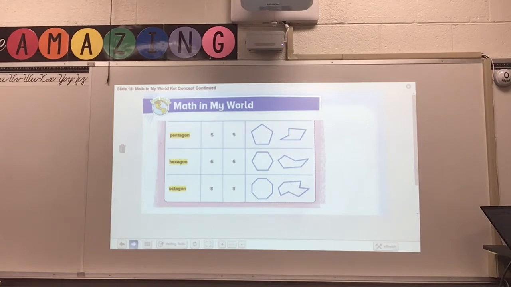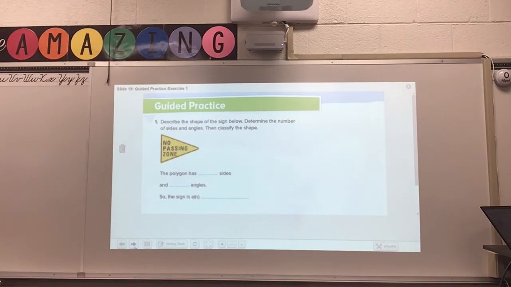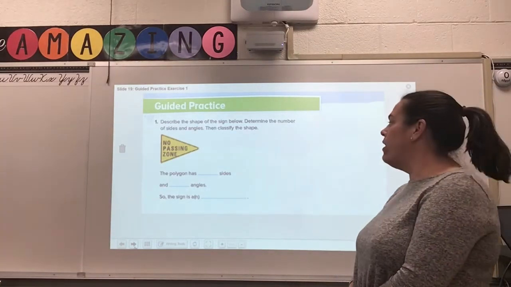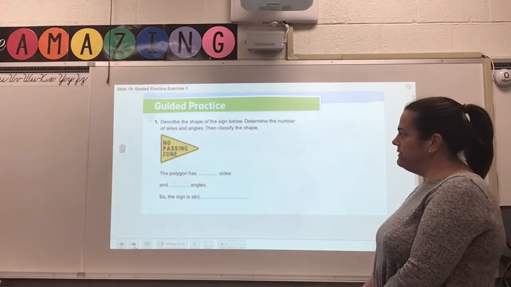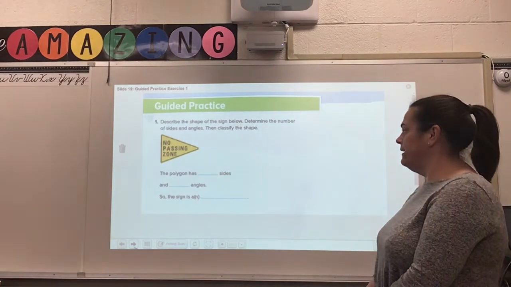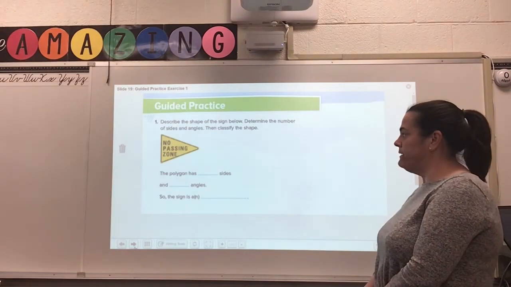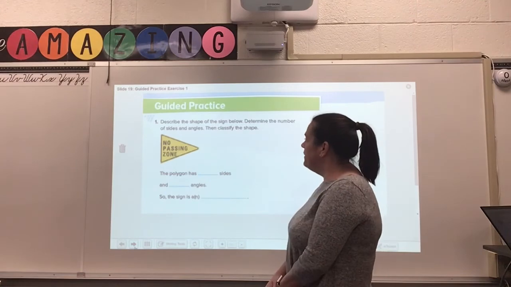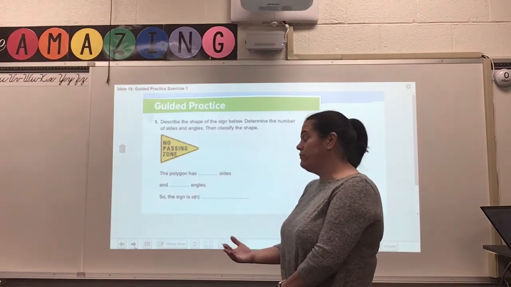All right, let's take a look at our guided practice on the bottom of page 840. It says to describe the shape of the sign below, determine the number of sides and angles, and then classify the shape. Now we know that when we classify the shape, we are naming it. So this is a no passing zone sign, and you might see this on the road sometime. Now let's take a look. How many sides does it have? This is how we're going to look at the attributes.